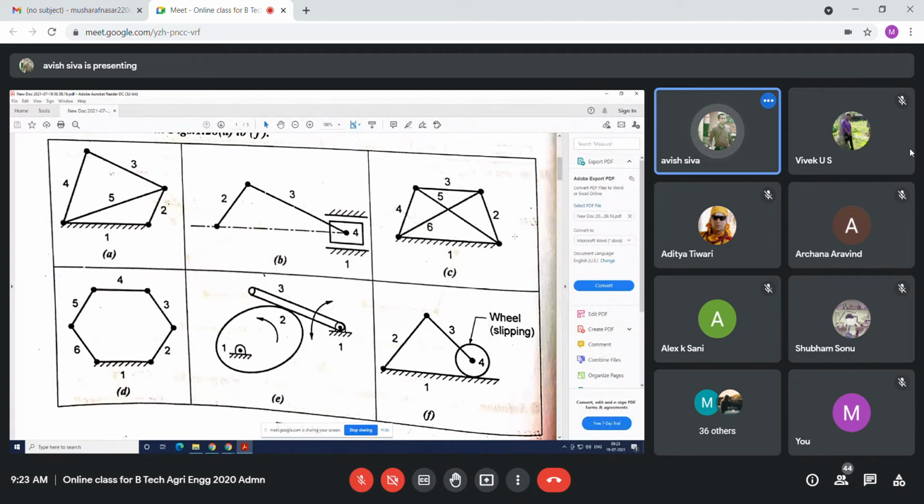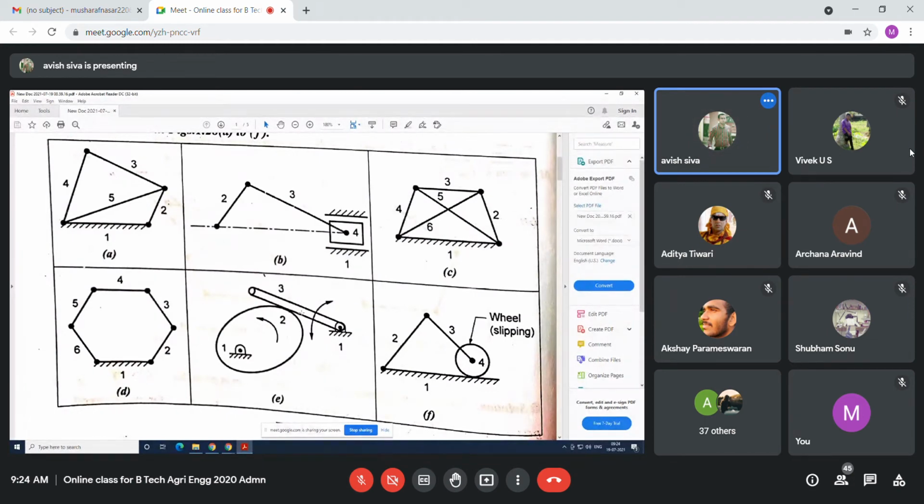So C and D are direct questions, very simple questions. And now you look at the most important question, E. Can anyone tell, looking at the figure, what will be the number of links? 3, right sir? Yes, the number of links is equal to 3.